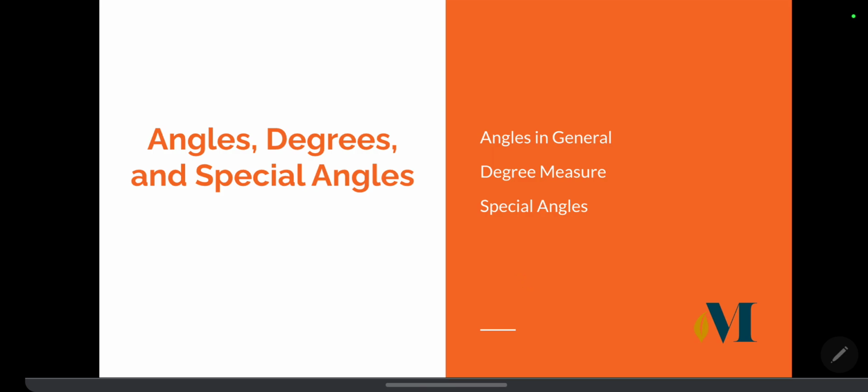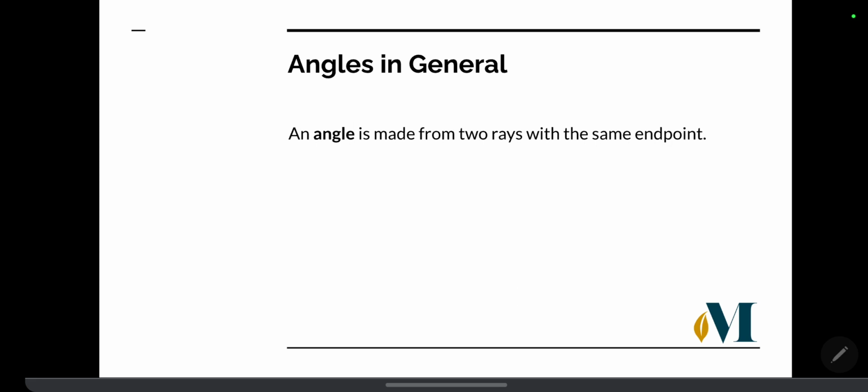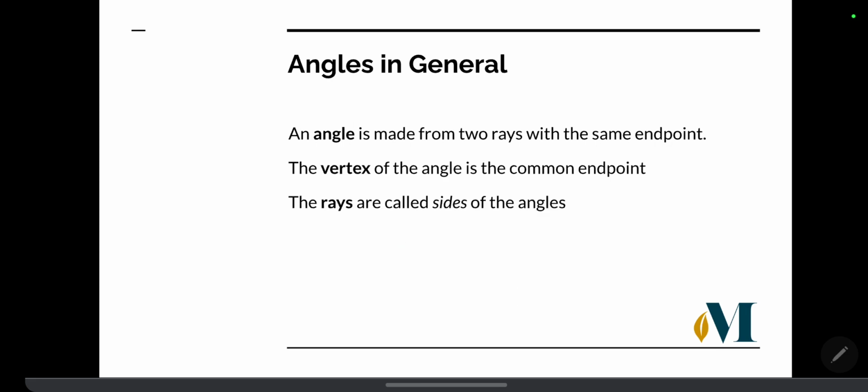All right, so let's just recap on what an angle is. An angle is made up of two rays that meet at the same endpoint. That endpoint is what we call the vertex, that common endpoint. And when we're dealing with angles, the rays are called the sides of the angle.